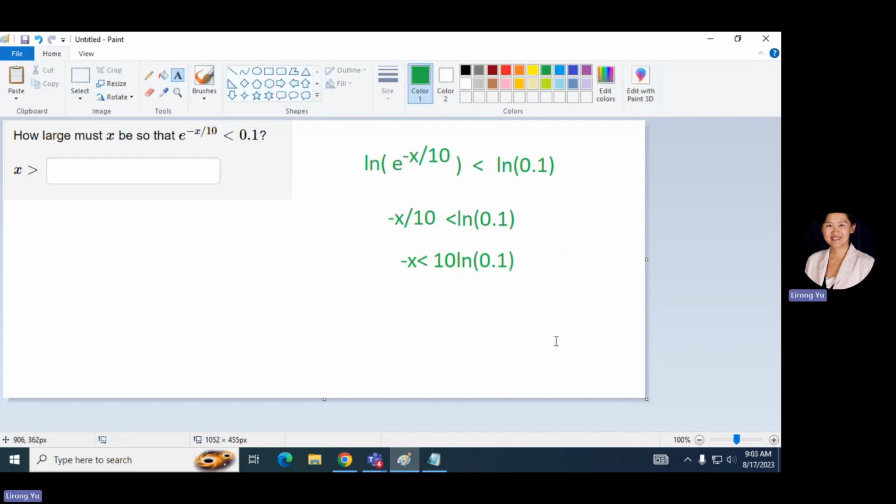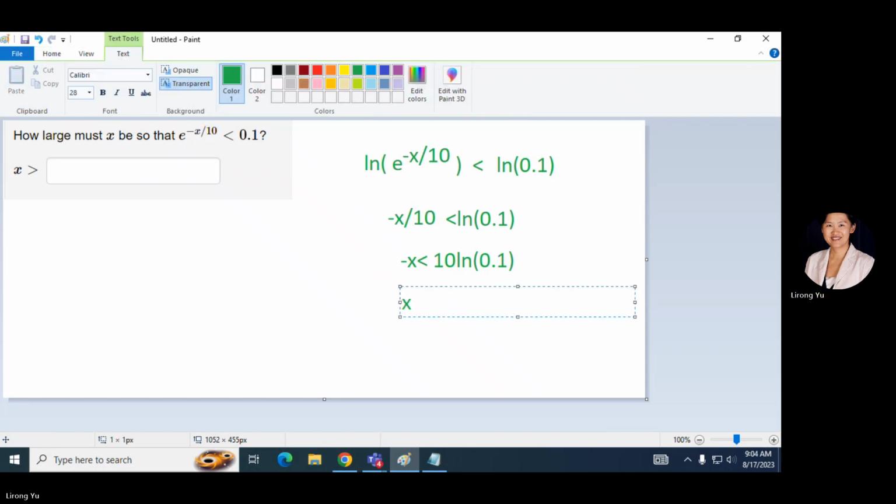Okay, there's one last thing to do, which is to get rid of the negative, and a negative switches the direction of the inequality. So multiply by negative on both sides of the equation, and we'll have x in the direction of negative 10.